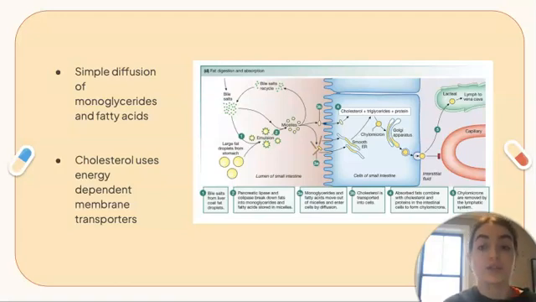Cholesterol, on the other hand, is transported across the brush border membrane using energy-dependent membrane transporters, specifically one called NPC1L1, which is the protein that is inhibited by ezetimibe, and ezetimibe is a drug that inhibits cholesterol absorption.